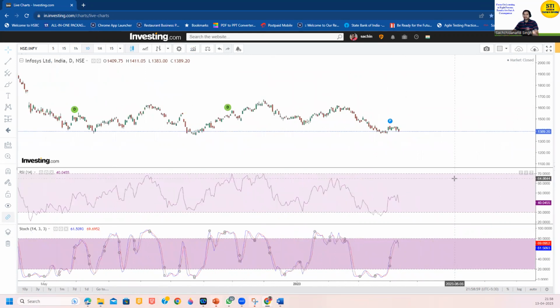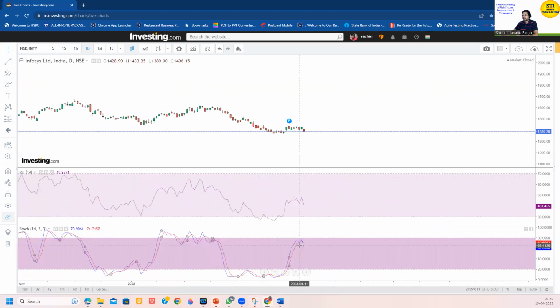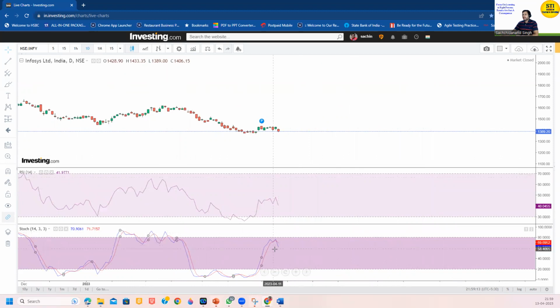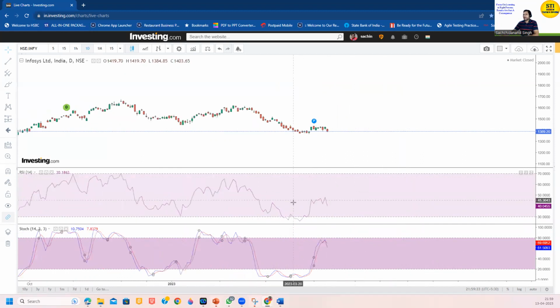Now, we have learned the concepts, so looking at this, especially the stochastic, it has made a negative crossover on the downside. The blue line crossed the red line. So as of now, as per this indicator, it is giving a sell signal. However, the RSI is also a down tick, and it is also giving a sell signal. So it will go further down. There is a possibility.